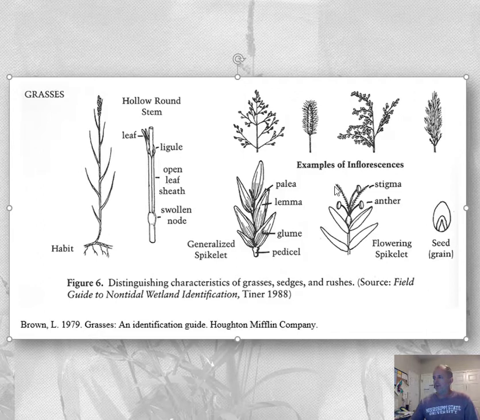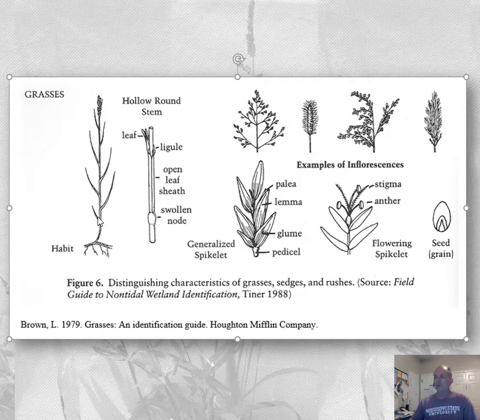And so I have a set of illustrations here from Grass Identification Guide, published in 1979 by Brown. Of course, some of this is pretty general stuff. So the habit, well, this is kind of general. Not only grasses, but lots of things look like that, very generally speaking.